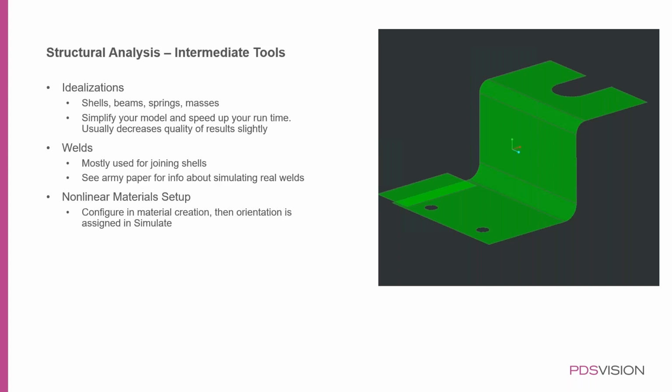An example, or the most common example I would say, is a shell idealization. What this is going to do is take a very thin model. Sheet metal models are very often used here, like we see in the image, and it is going to squish those models down into a single plane. So those green surfaces you see on the screen are actually 2D. Those are completely squished down so that they have no thickness whatsoever.